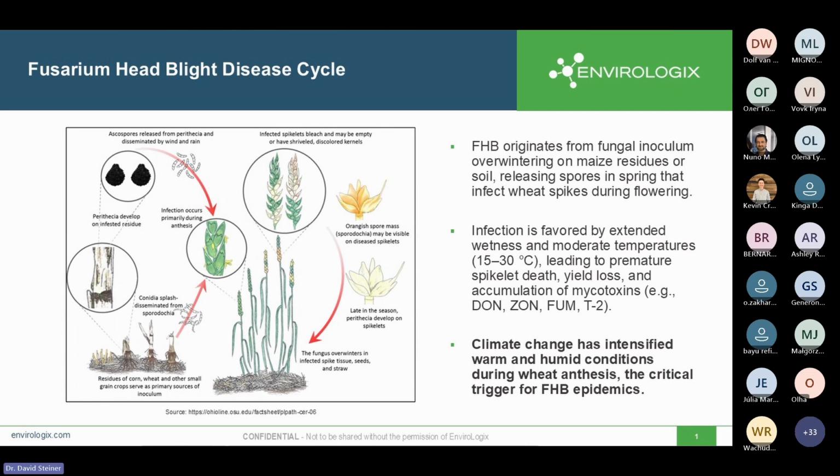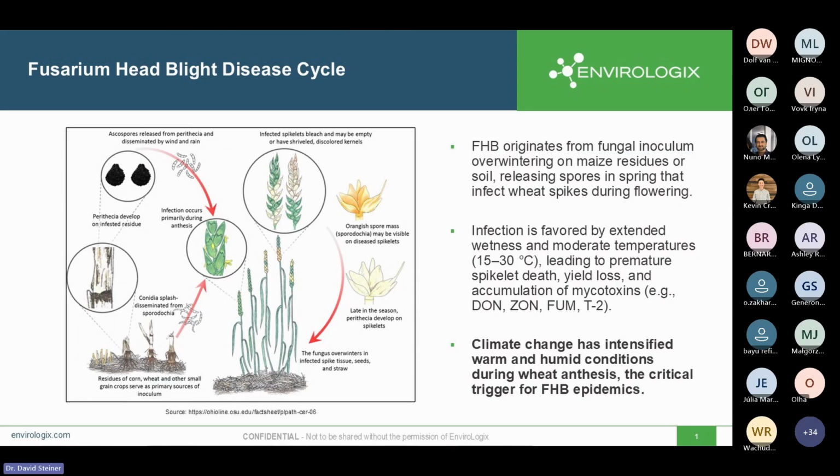Fusarium head blight basically starts from fungal spores that survive winter on maize residues or in soil. In spring, these spores infect wheat spikes during the flowering stage. The infection thrives when it's wet for extended periods and the temperatures are moderate, between 15 and 30 degrees Celsius. Under these conditions, the fungus spreads quickly, causing spikelet death, yield loss, and the buildup of mycotoxins, especially deoxynivalenol, zearalenone, fumonisins, but also T2 toxin.